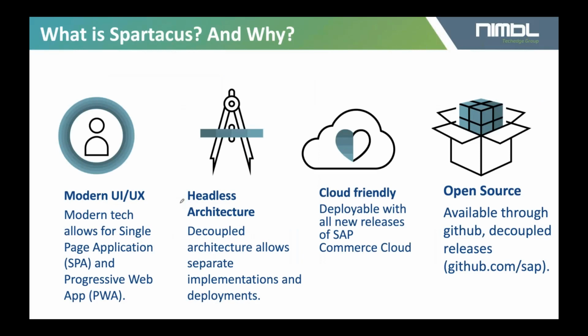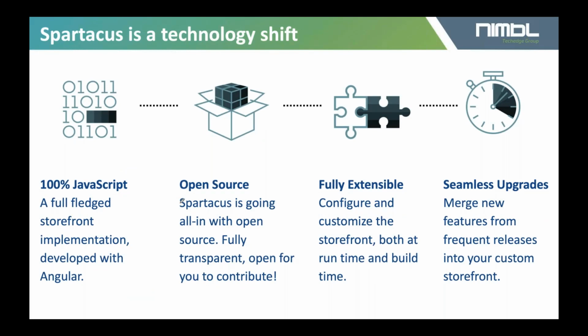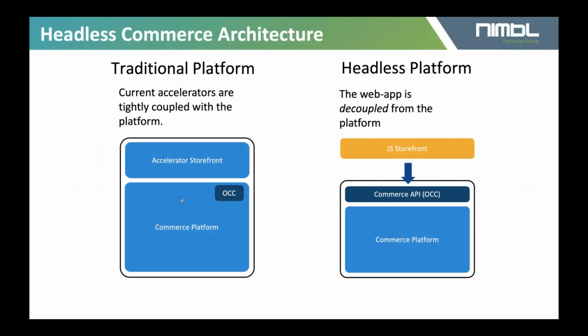Looking forward, I could not talk about SAP Commerce if I don't talk about Headless architecture and Spartacus. Remember, Spartacus is that Angular JavaScript-based storefront that SAP is pushing innovation towards. It's open source. It's available for you to fork on GitHub. It is fully extensible, and it is a shift in technology. And we talked about this on our last webinar. Hybris 1808 and below, your storefront and commerce platform were all in one inside of Hybris. Well, the headless platform is when the storefront is decoupled from SAP Commerce.